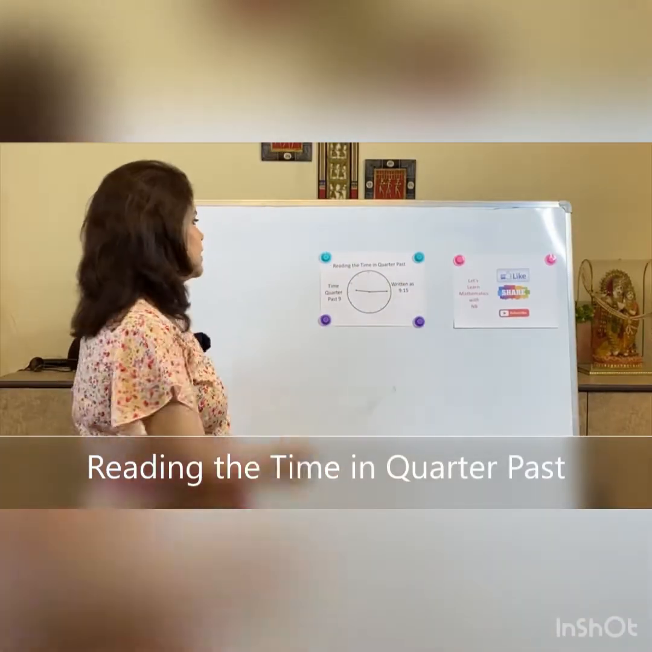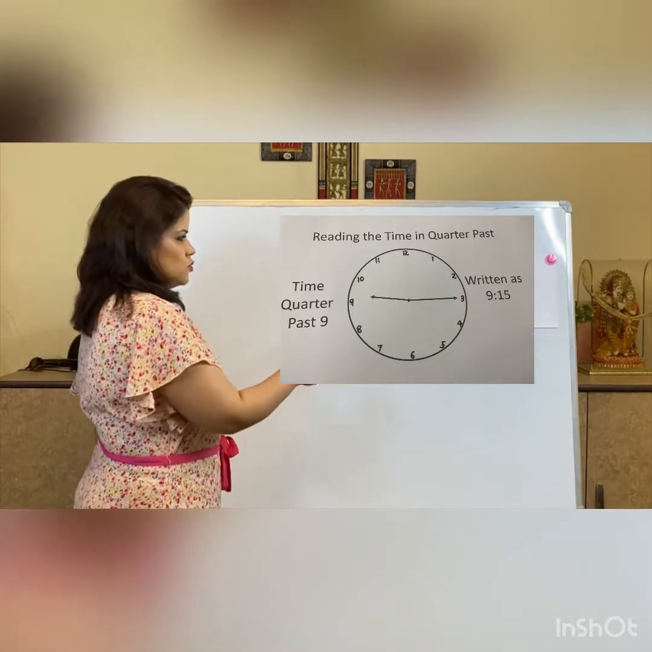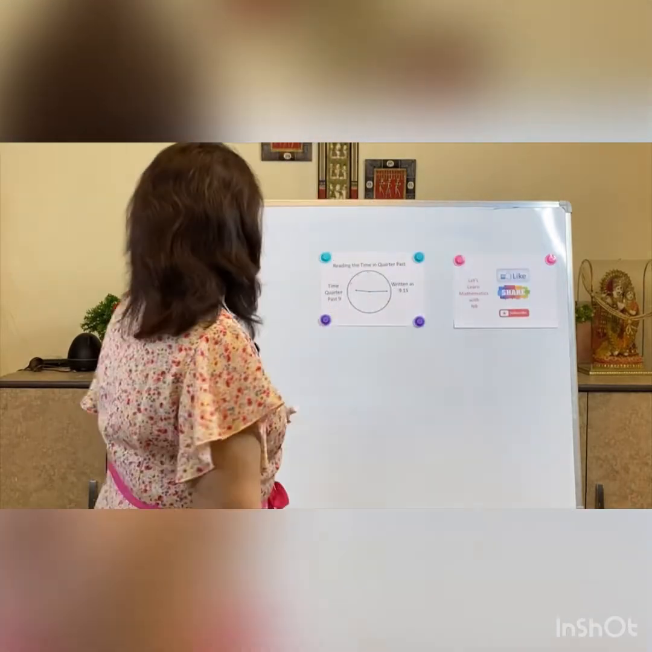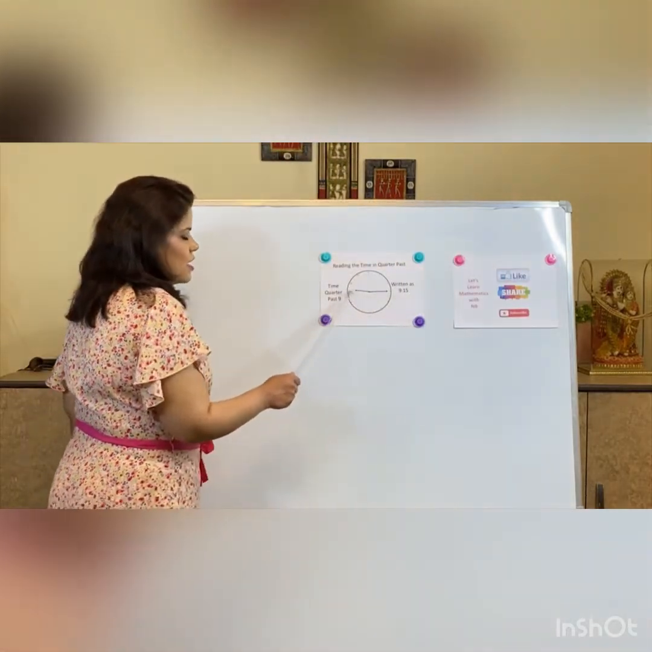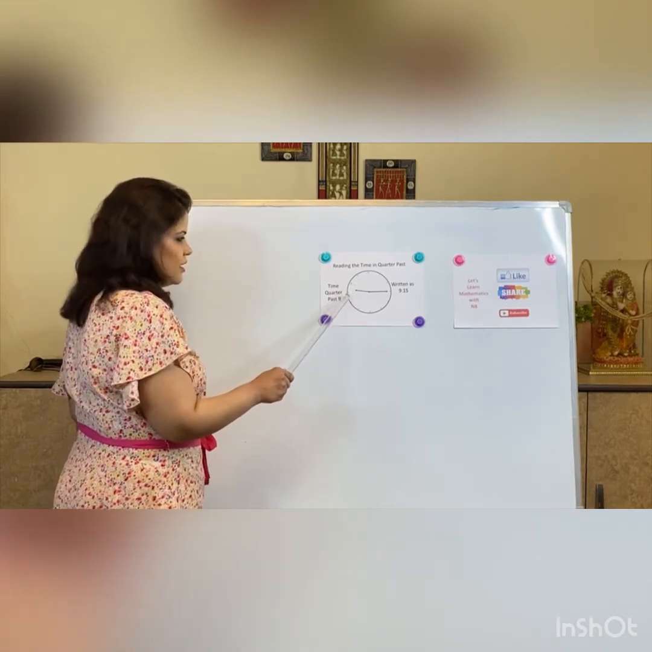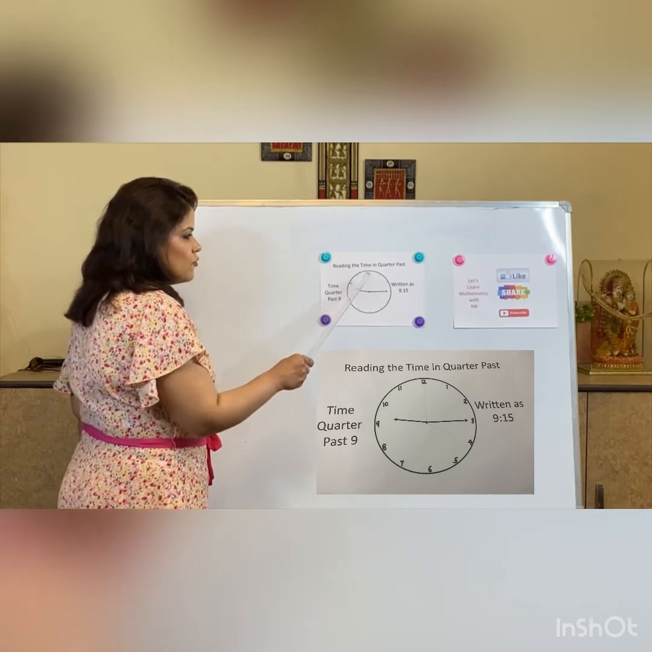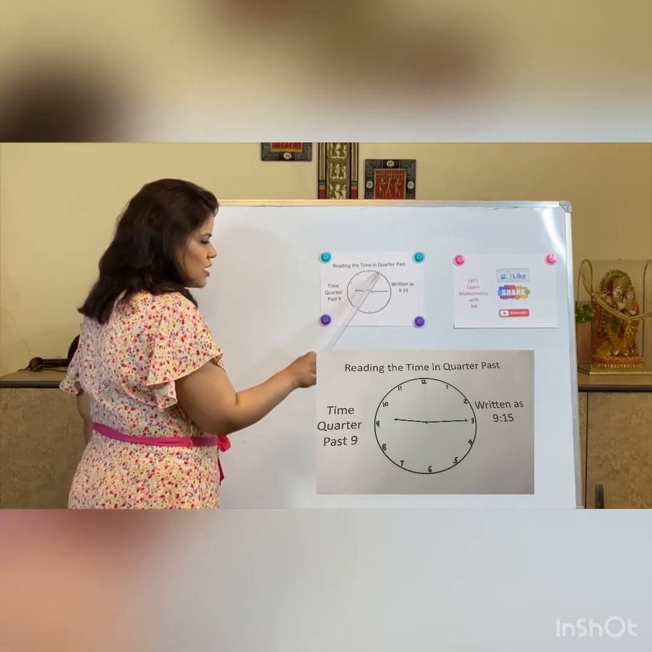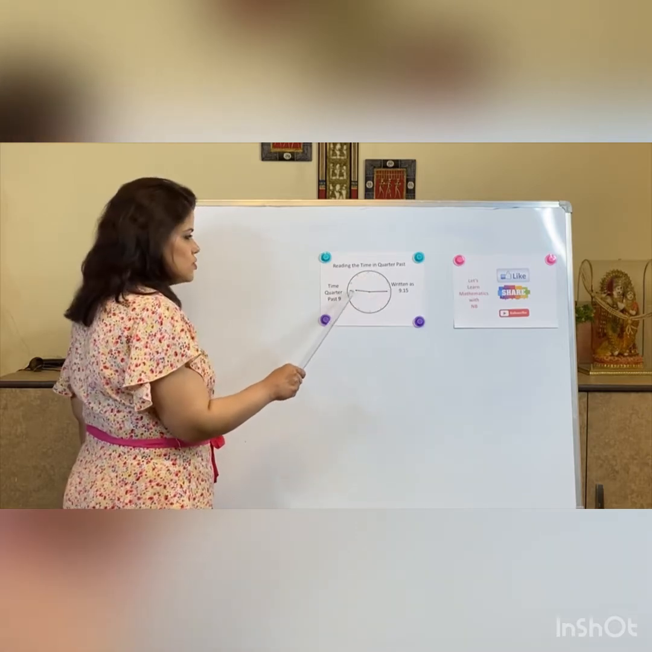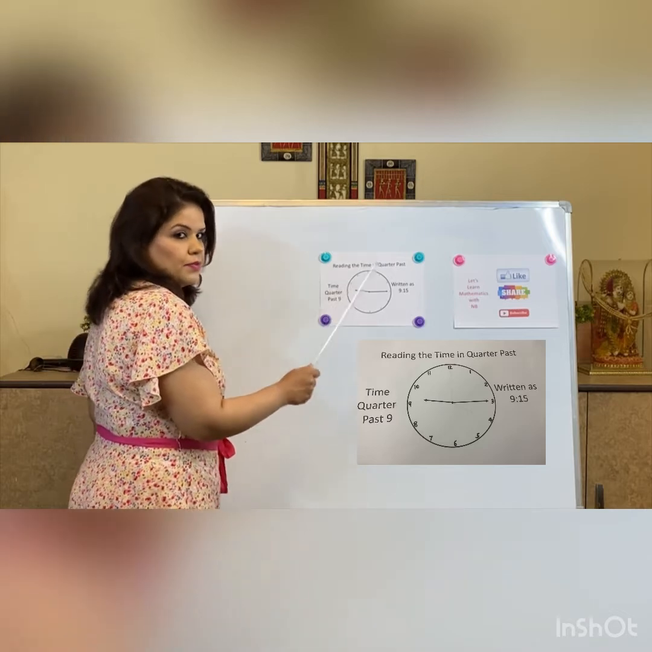Now I am reading the time in quarter past. Why is it quarter past? Past means the time which has bygone. Now in this you can see that our hand is going from 9 towards 10. It is not at 9, it is not at 10. That means first the needle was here, now it has come to 3. That means it has crossed this much. So from 9, our hand is shifting towards 10.